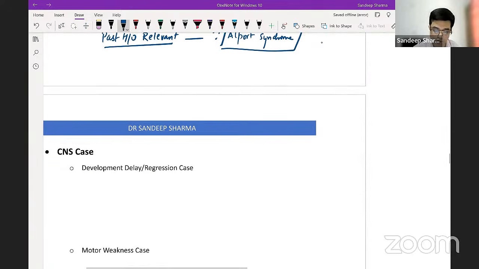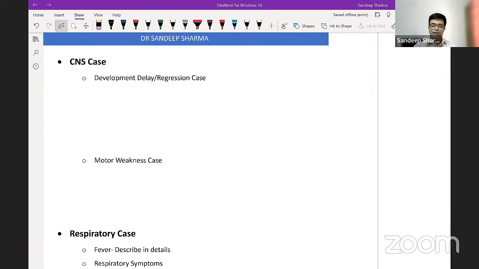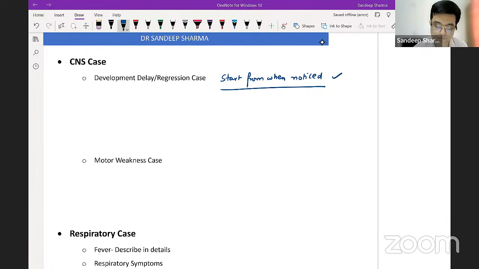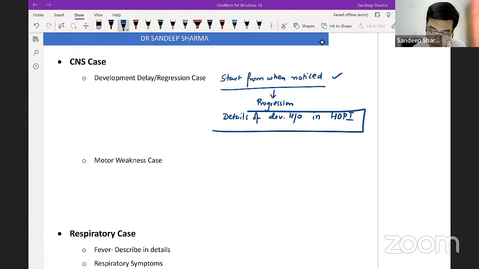Now, when you get a CNS case, if you get a developmental delay or regression case, always start from when noticed by the parents. Always start from when noticed. Then you talk about progression. And here you go into the details of developmental history, in the history of present illness itself. Very, very important. The details of developmental history, every point you have to mention in these patients itself.